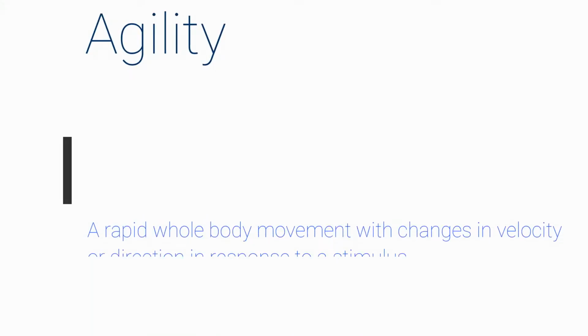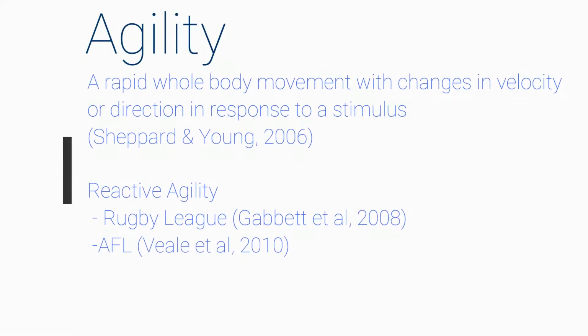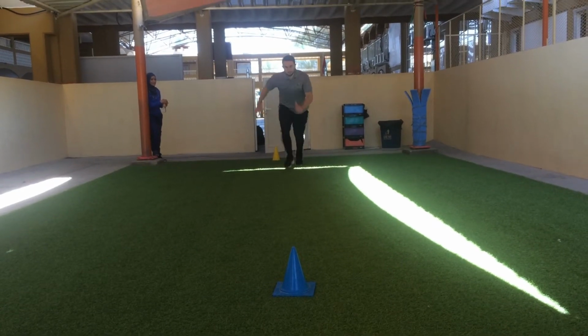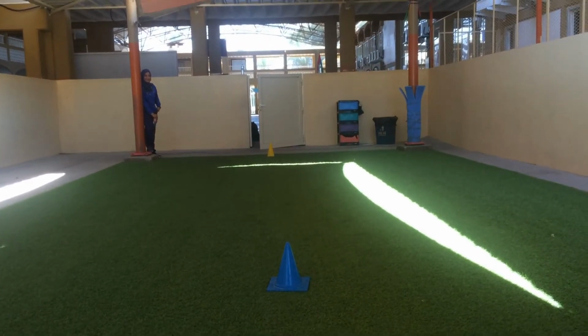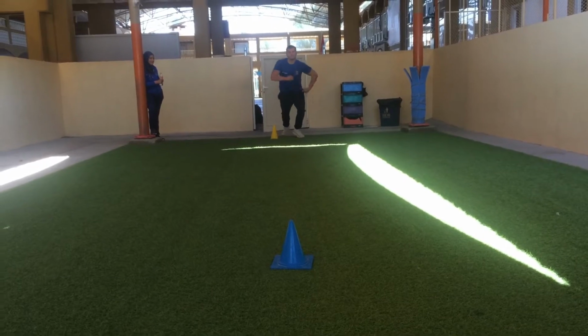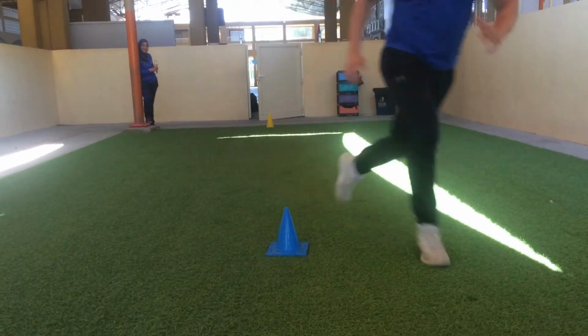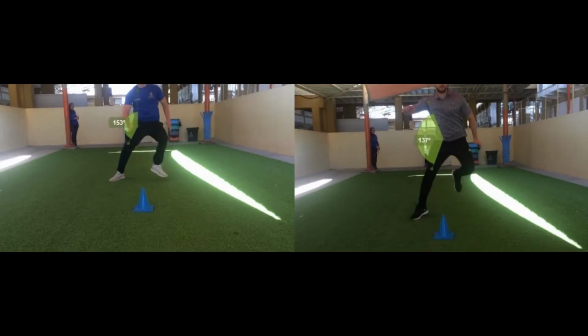Okay, so moving on to agility. So agility is a rapid whole body movement with changes in velocity or direction in response to a stimulus. We're going to be looking at reactive agility in this video. So the athletes were instructed to run to the blue cone, and somebody behind me had a red, orange or a yellow cone, and the athletes had to follow that cone. So you can see here they had to step off either their left or their right foot.